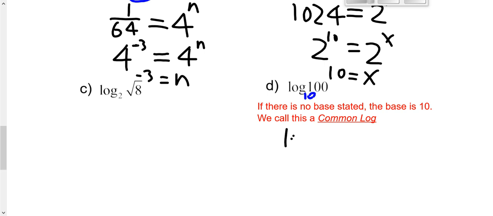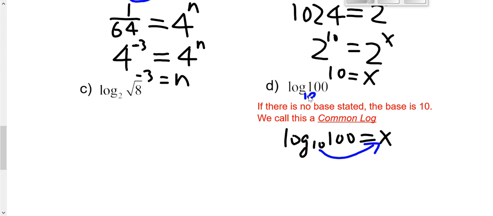So log base 10 of 100 equals x. I'm sure some of you figured this out because 100 is 10 raised to the power of 2, so the exponent is 2, so that means the answer is 2.